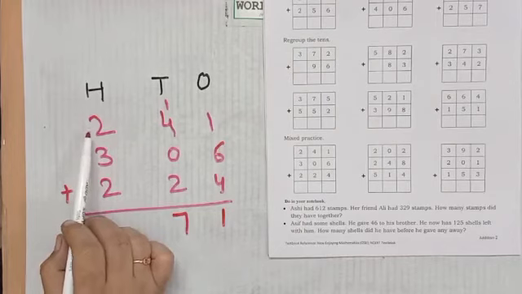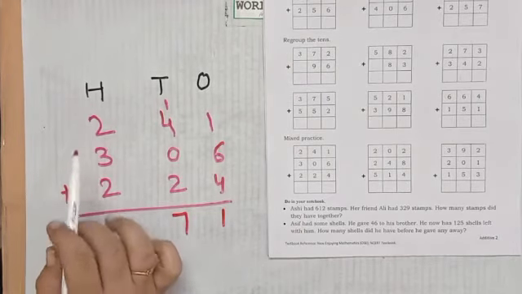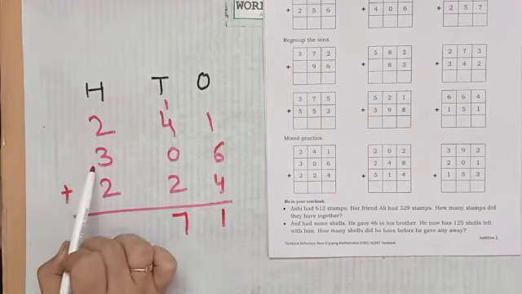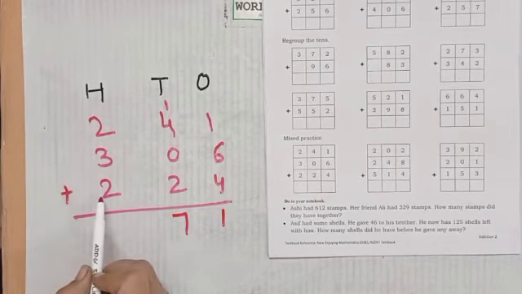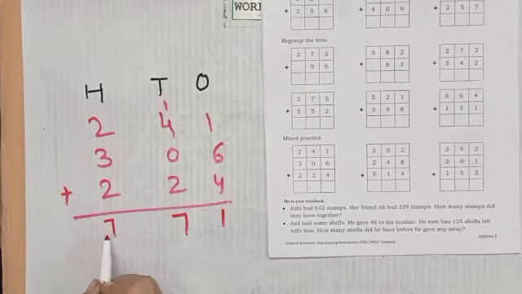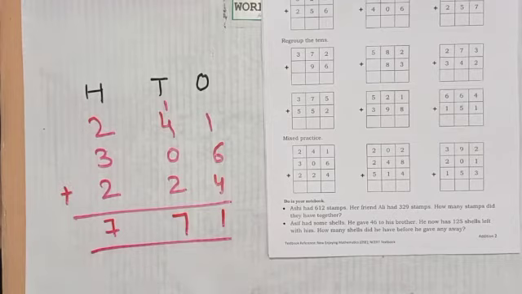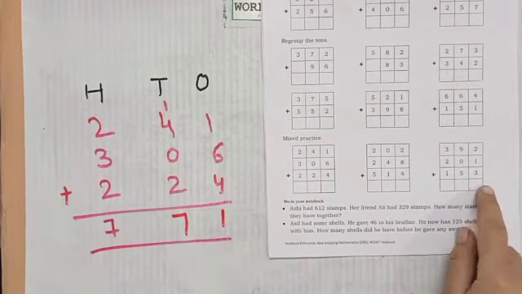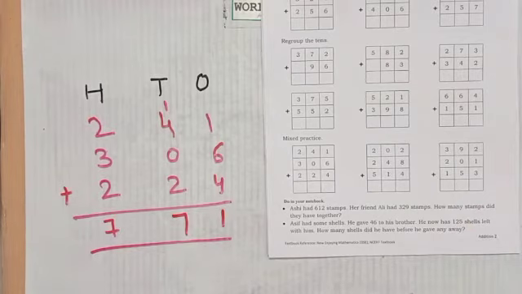Now see the numbers that are placed at 100 place. 2 plus 3 is 5 and 5 plus 2 is 7. So this is how we have to do the parts of mixed practice. You have to practice these parts.